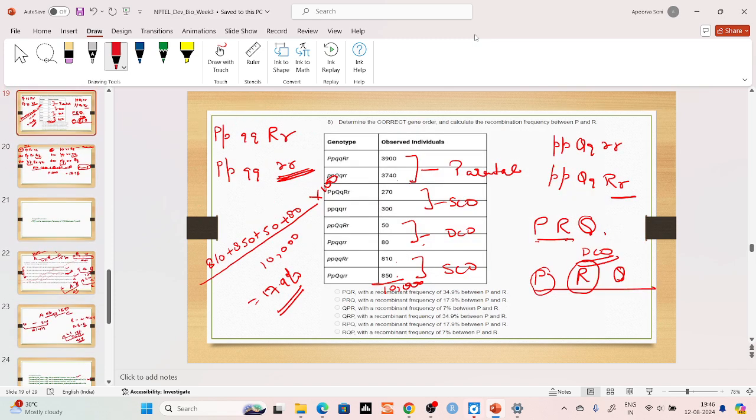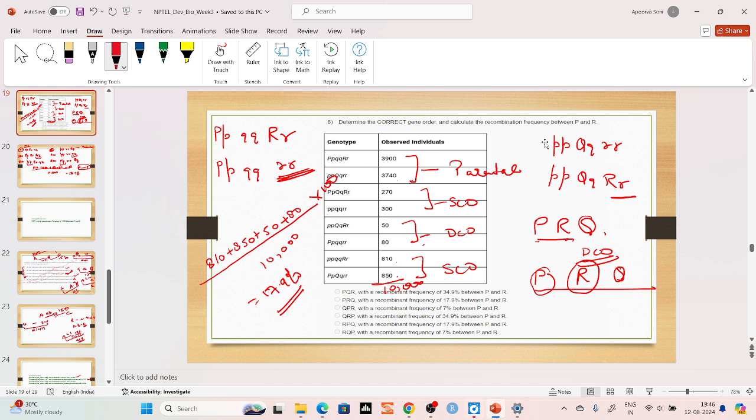Here also it was asked to calculate the recombination frequency between P and R. So now you know the formula. For calculating the recombination frequency between P and R, we need to identify the recombinations that are happening in P and R upon total number of offsprings into 100. Okay, that is what we did.